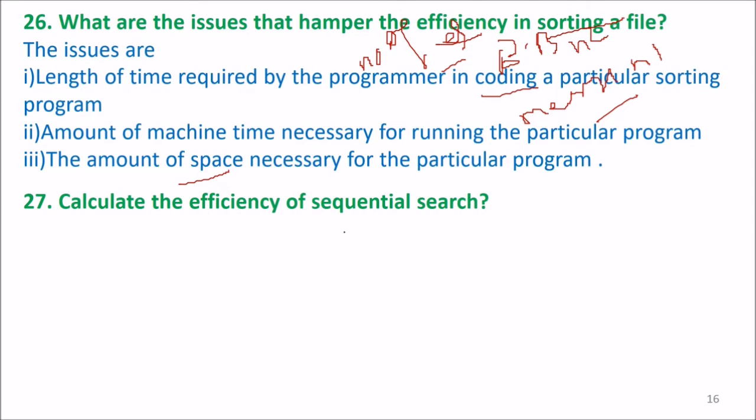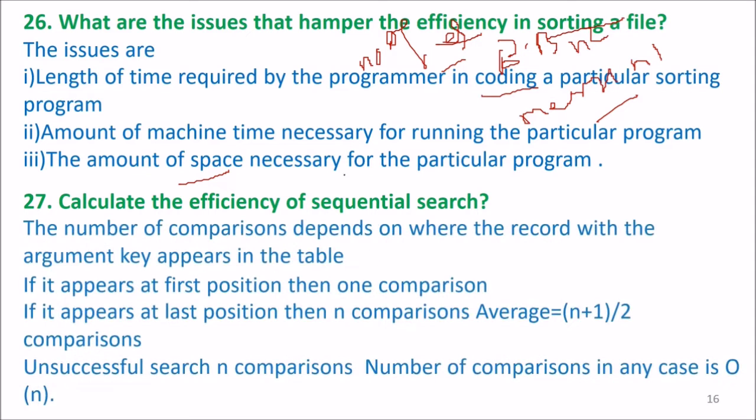Calculate the efficiency of sequential search. The number of comparisons depends on where the record with the argument key appears in the table. So efficiency of sequential search means, how efficient is your sequential, one by one, search algorithm. We take the first case: if it appears at the first position, if your element is here itself, then we would require only one comparison. First element will come across and we'll say, okay, our value is here only, and we'll be happy.